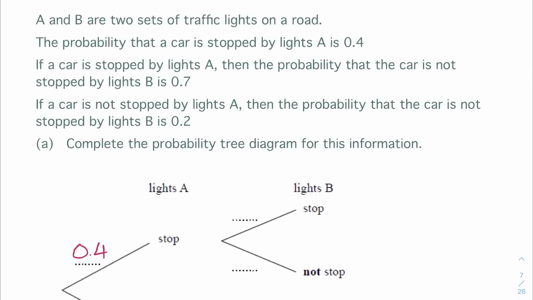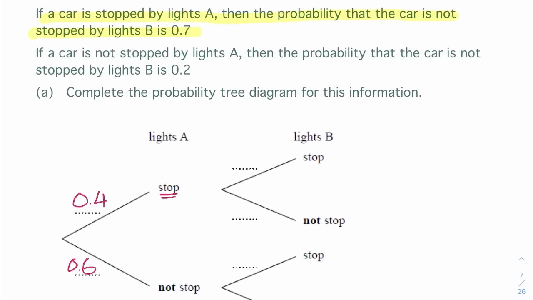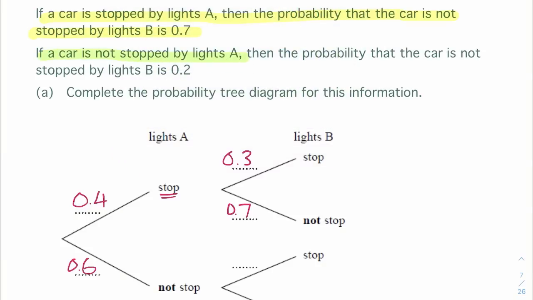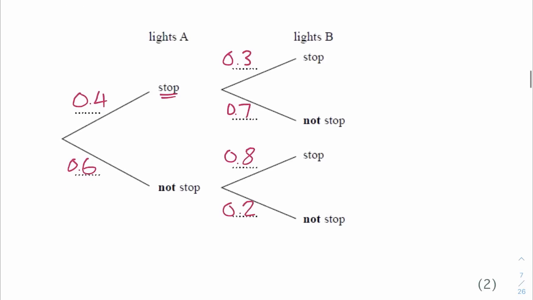It then says if a car is stopped by lights A, then the probability that the car is not stopped by lights B is 0.7. So if it's stopped by lights A, that's on this branch. So the probability it's not stopped by lights B is 0.7. And therefore this would be 0.3. On to the next piece of information. If the car is not stopped by lights A, the probability it is not stopped by lights B is 0.2. So down the bottom, 0.2 and 0.8. And there is our probability tree completed.